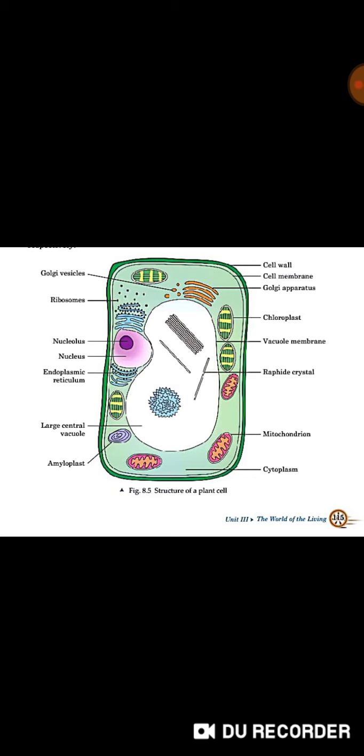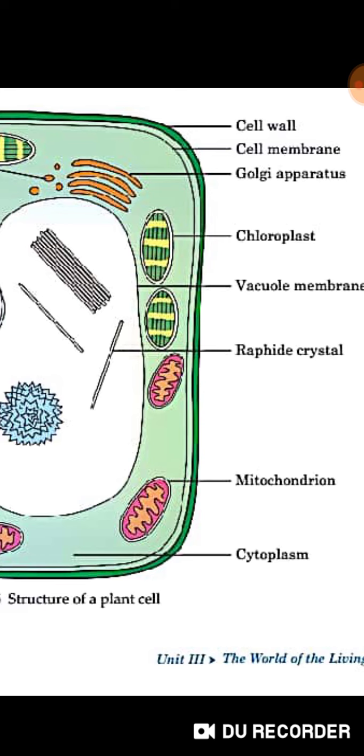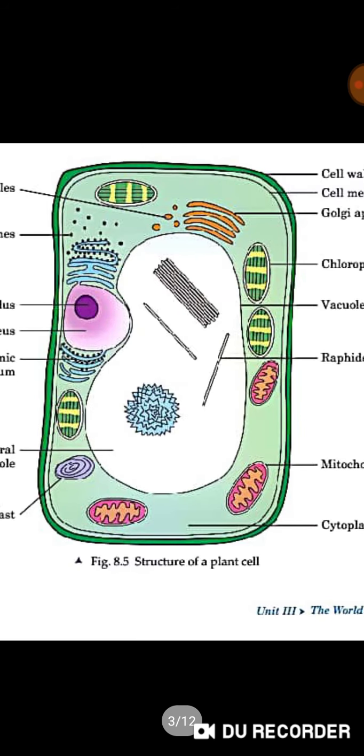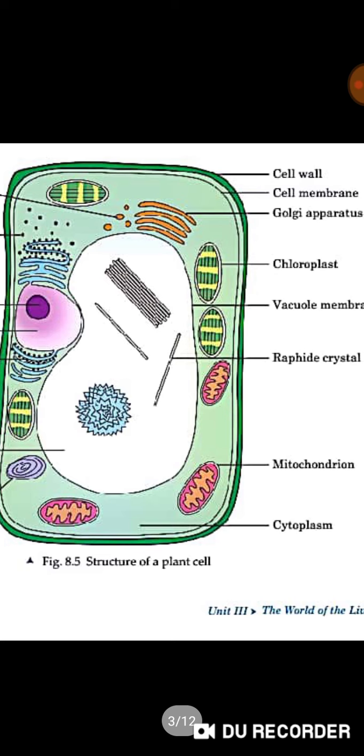Now number 1, cell membrane. You can see here in the picture the cell membrane. Now what is cell membrane? Cell membrane is a thin layer that holds the cell together. What are the functions of the cell membrane? It allows the movement of substances into and out of the cell, and it also gives shape to the cell. Clear?